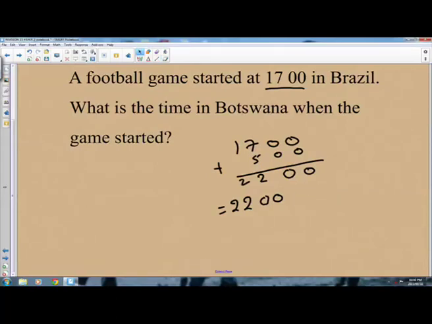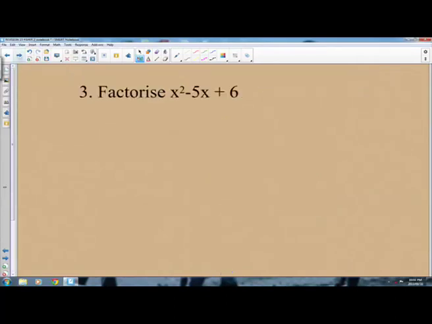It's 2200 hours. So this is the answer to the question, 22 hours. And then what about the next revision question?